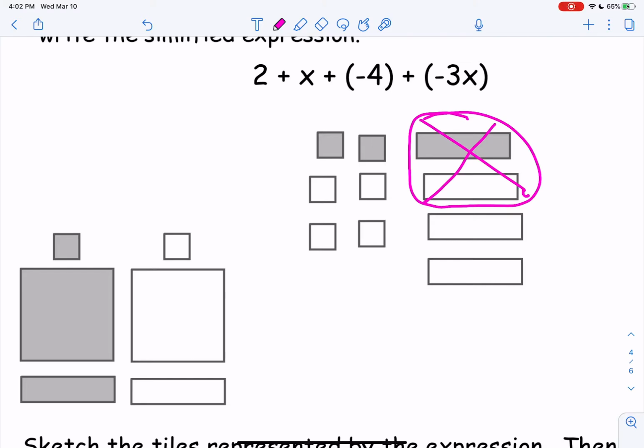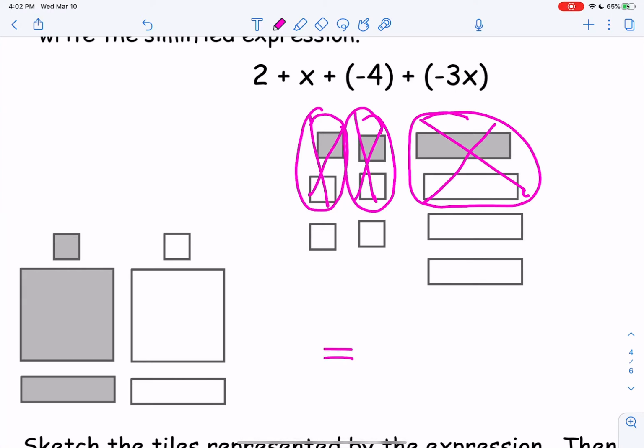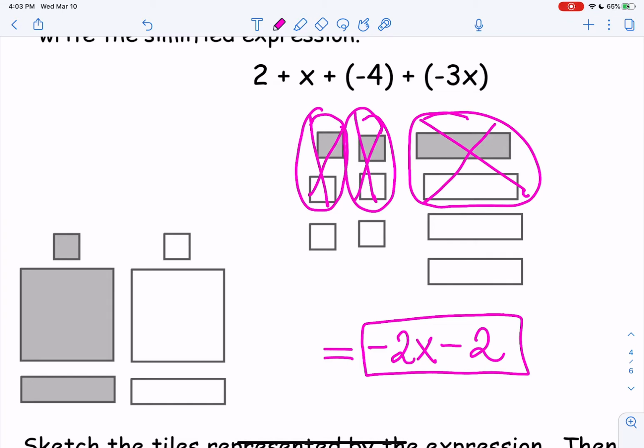Now I go to the 1 tiles, and I have a positive and a negative here, and a positive and a negative here. So those will cancel each other out. And my answer is going to be what I have left over. I have 2 negative x tiles and 2 negative 1 tiles. So my answer is going to be -2x minus 2. Okay.